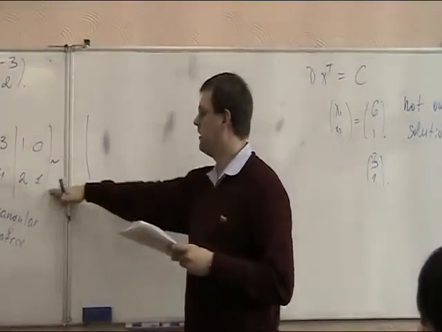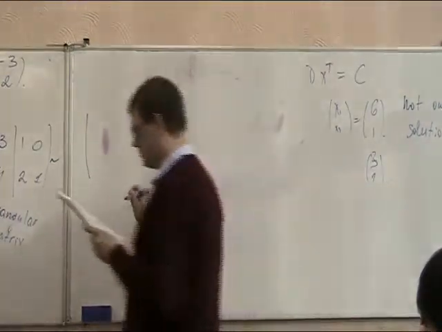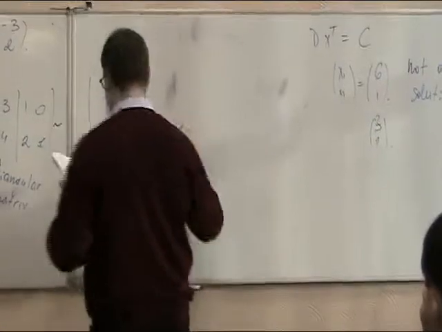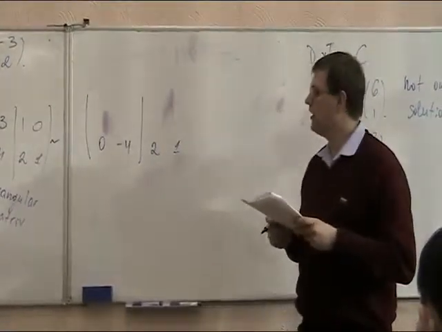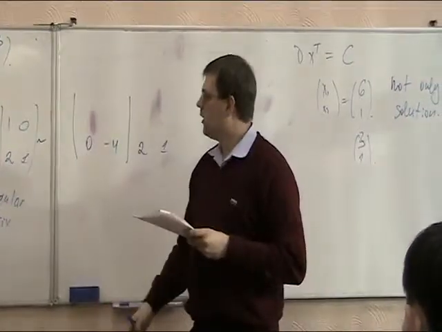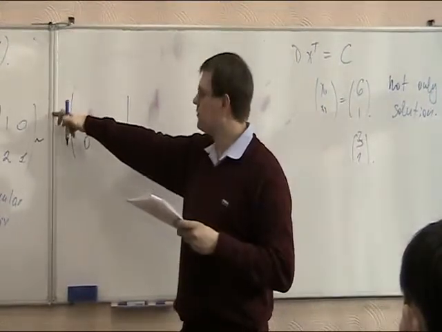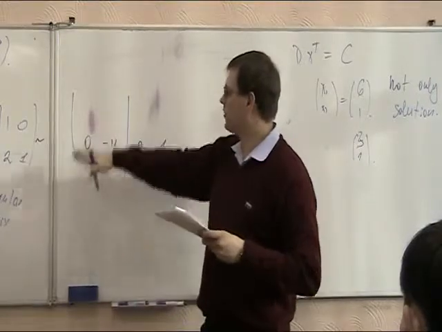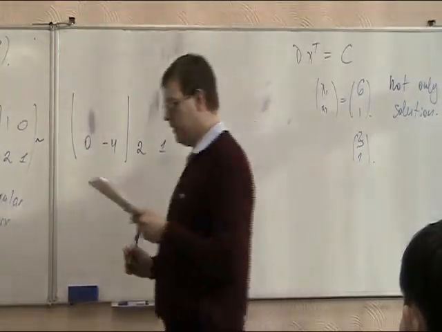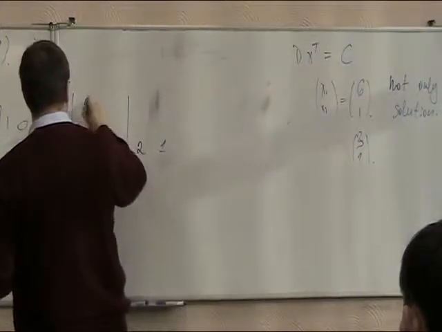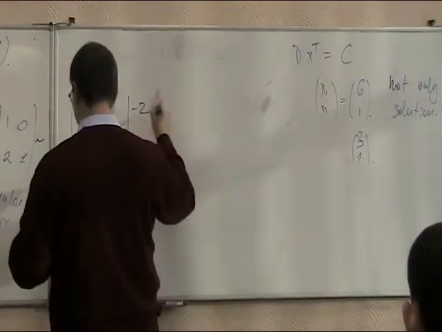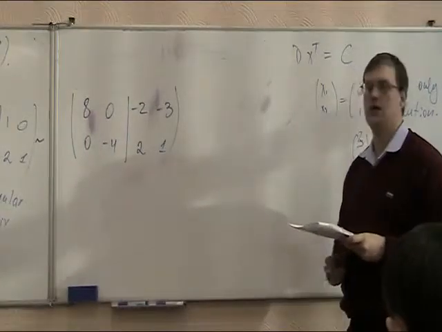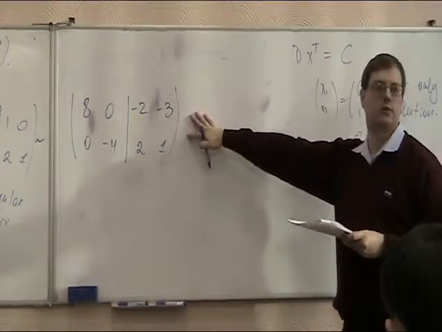we keep the lower row the same again. So this is 0, -4, 2 and 1. And we change the first row. We actually can multiply the first row by 4, the second row by -3, and add them together and put it into the first row. So this is going to be 8, 0, -2, -3. Are there any questions how we got this one?